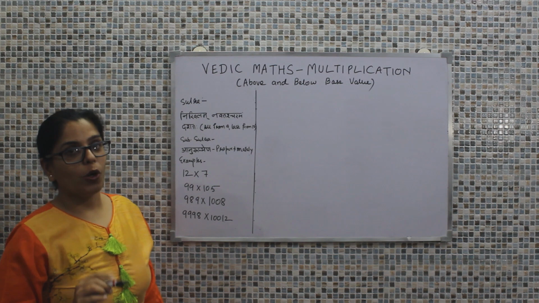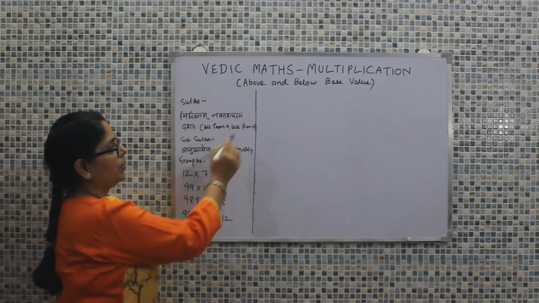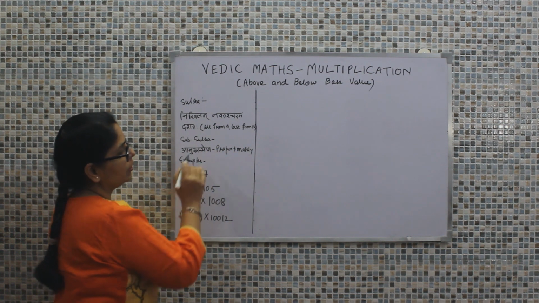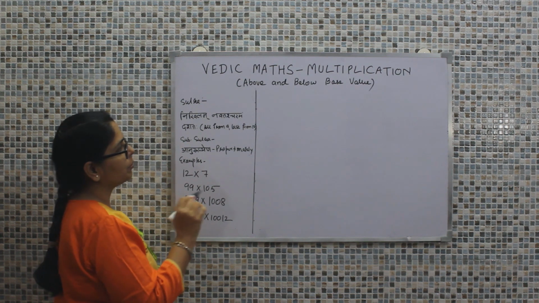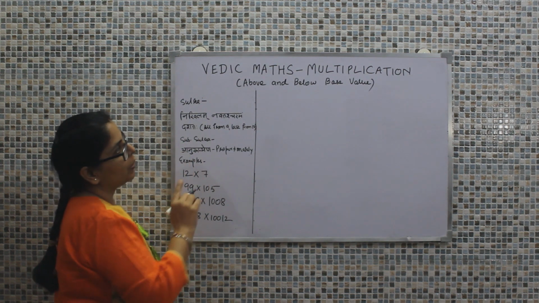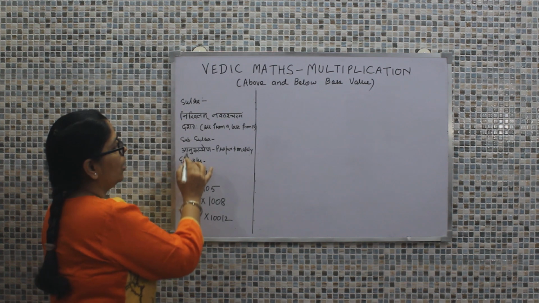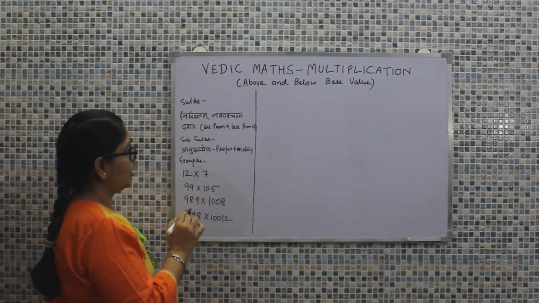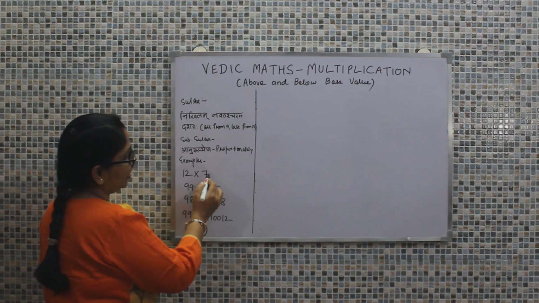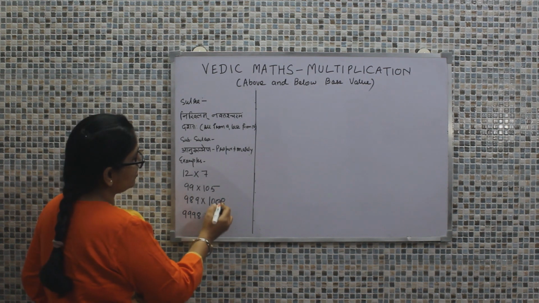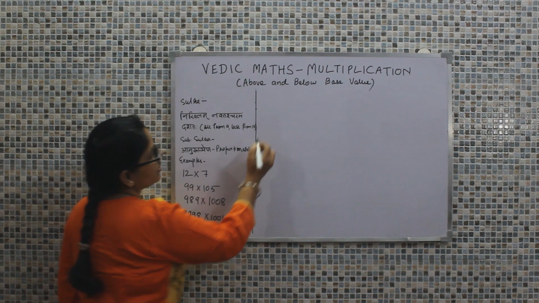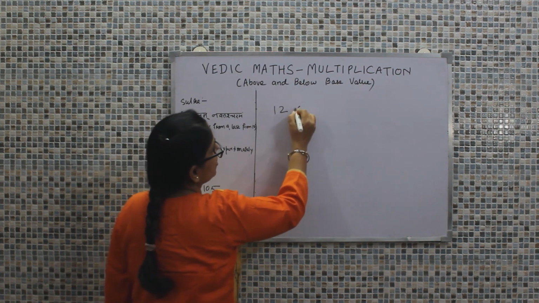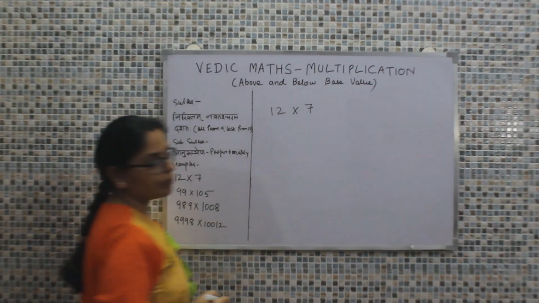It means all from 9 and last from 10. And the sub-sutra considered here for multiplication above and below the base value is Anurupyena. Anurupyena means proportionality. So let's take an example. I have taken various examples, and let's take up the first one, that is 12 into 7.